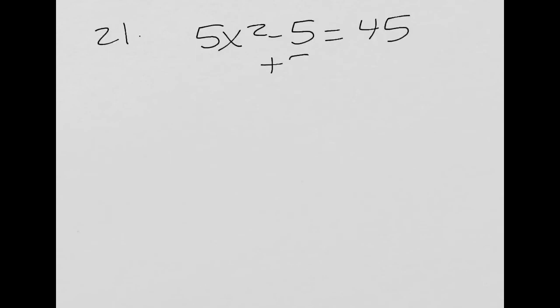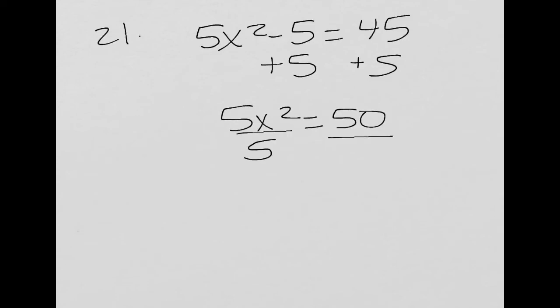21 is the last square root problem. So we've got to isolate that x squared, so we'll add 5. Divide by 5.